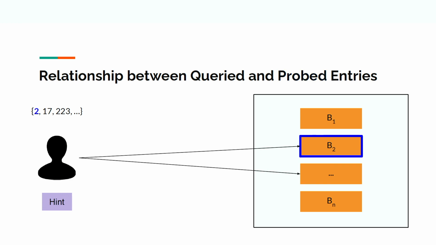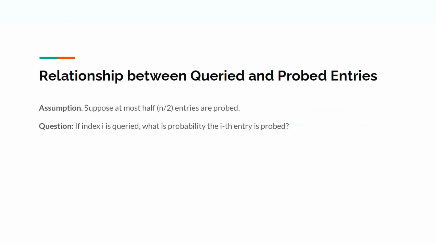Okay. The whole point of what we're trying to prove is, let's say you have index 2, which is in the queried entry set, what is the probability that 2 is also probed on the server side? To do this, we're going to make an assumption. We're going to suppose that the scheme touches at most half the entries in the database. This is without loss of generality, because if you touch the whole database every single time, we already proved our lower bound. And the question we want to ask is, if index i is queried, what is the probability that entry i is also probed?